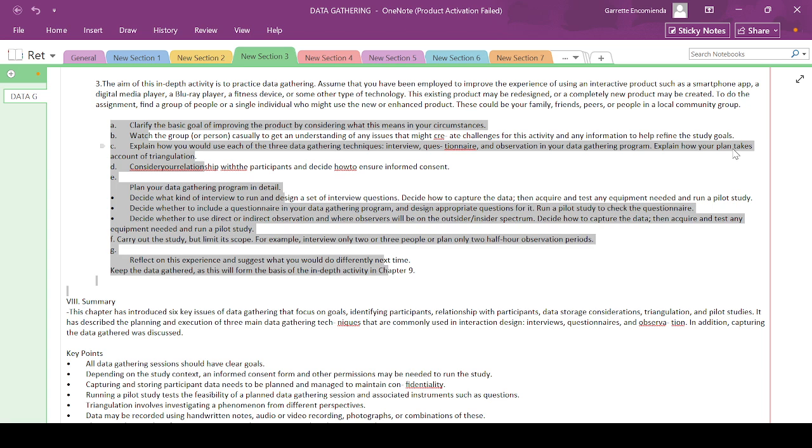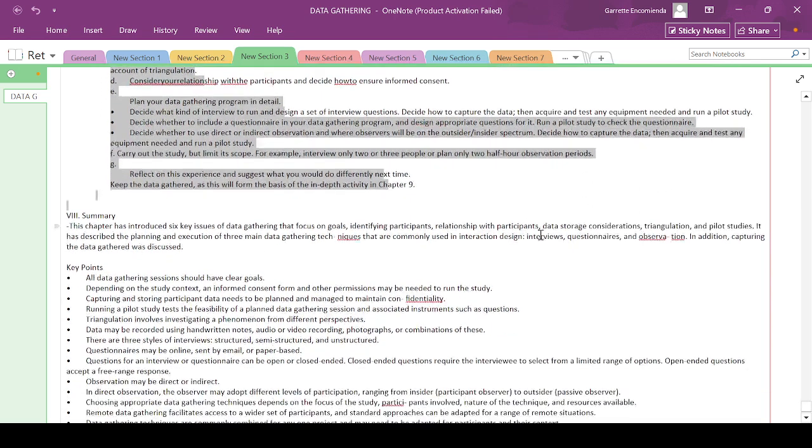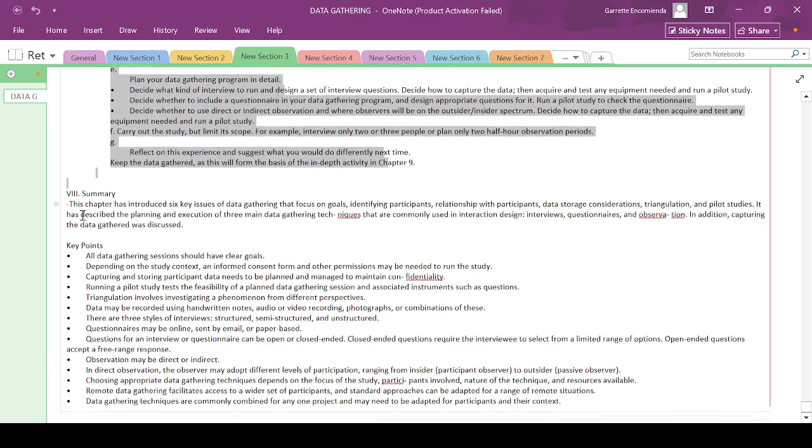Decide whether to use direct or indirect observation and where observers will be on the outsider or insider spectrum. Decide how to capture the data, then acquire and test any equipment needed and run a pilot study. Carry out the study but limit its scope. For example, interview only 2 or 3 people or plan 2 half-hour observation periods. Reflect on this experience and suggest what you would do differently next time. Keep the data gathered, as this will form the basis of the in-depth activity in Chapter 9.